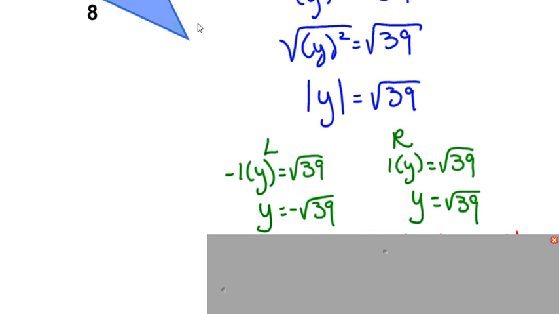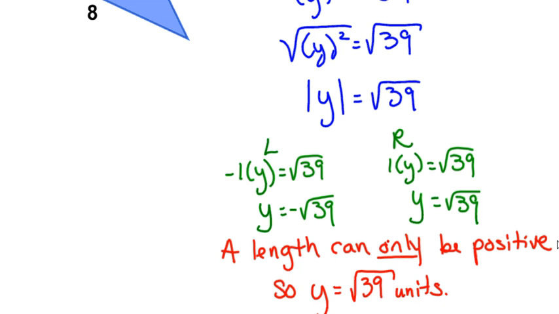Again, which of these fit for our triangle? We can't have a negative side length, so we're going to have to eliminate that for our solution. So here we have our missing side length be the square root of 39 units.